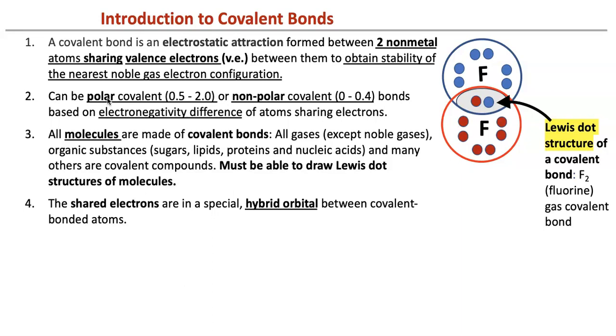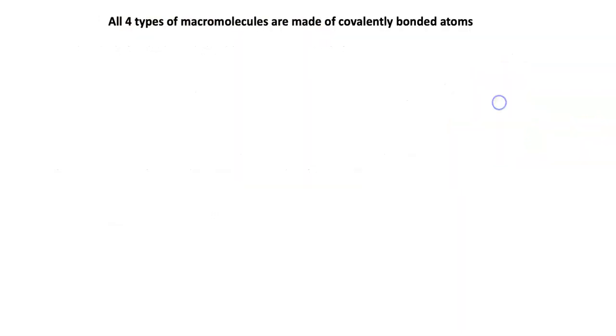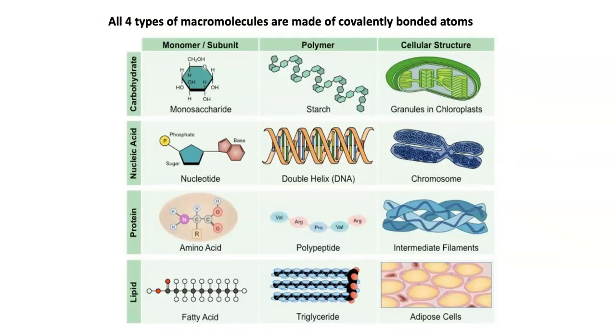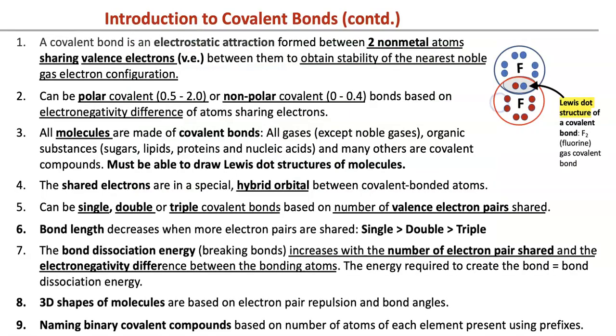The shared electrons shown over here don't fall into the normal orbitals. They are in a special hybrid orbital slightly outside of the original one that is accessible to both atoms. And here's a look at the 4 types of macromolecules, all stitched together by covalent bonds. And going back, so covalent bonds can be single, like this example, double if you share 2 pairs, and triple if you share 3 pairs, based on the number of electron pairs shared.